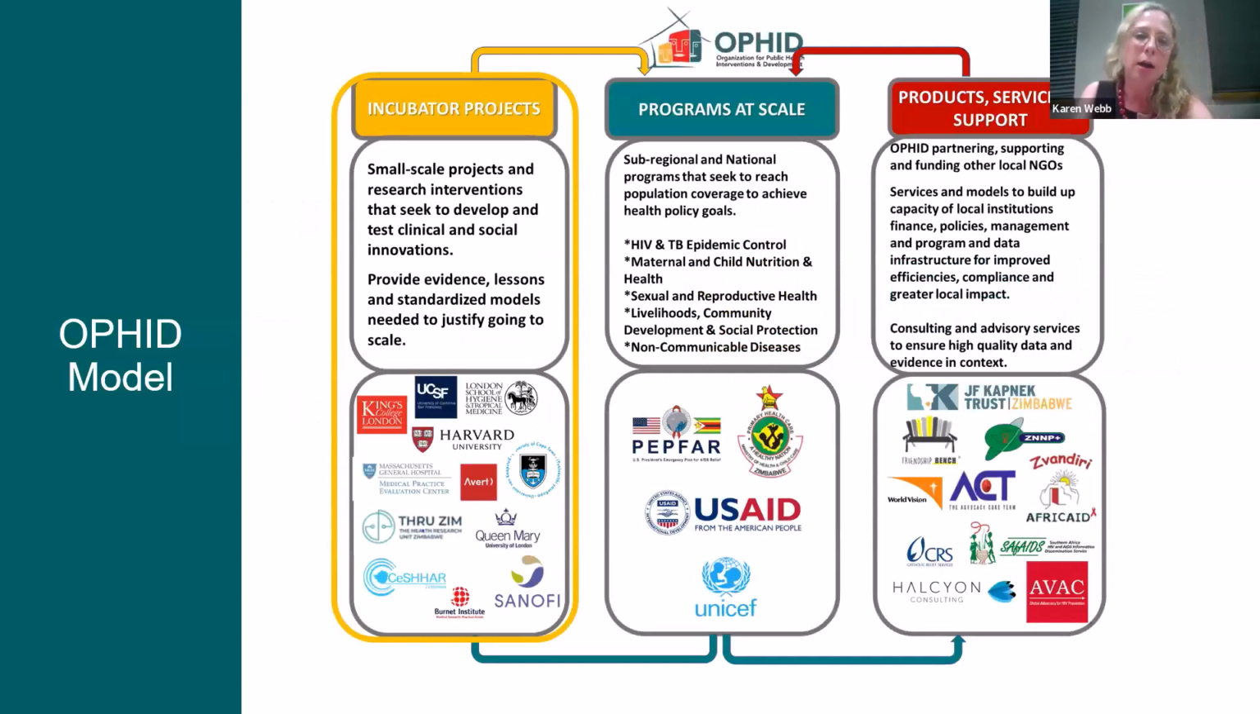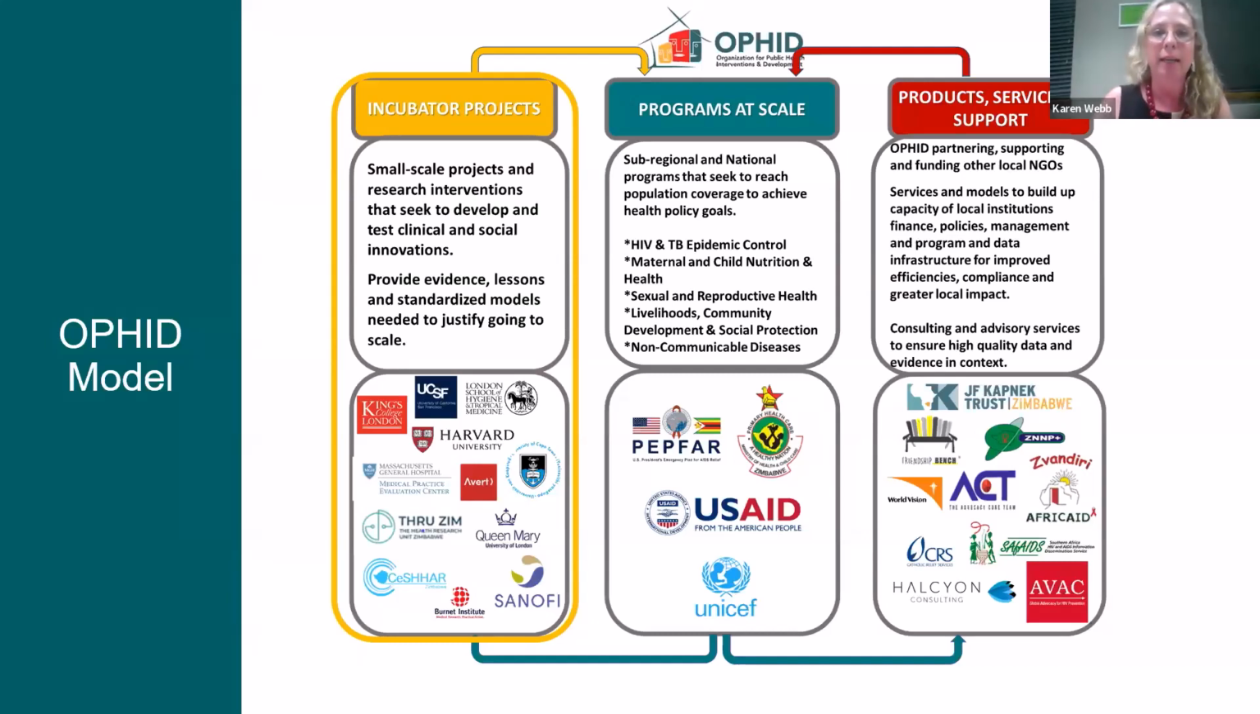So our model for working that we use, in the center you can see programs at scale. So we're an implementing organization. We're not a research institution. So really our primary purpose is to improve the quality of health services, and of course, quality of life of the recipients of care that we support.